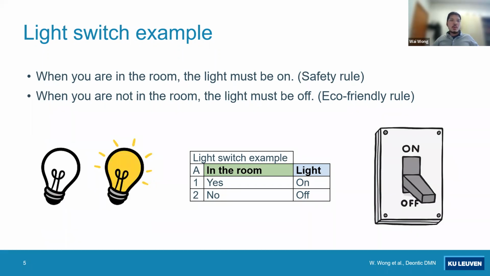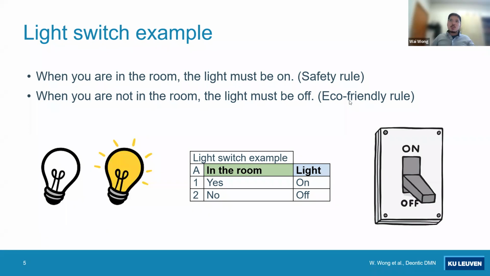So the first one is if you are in the room, the lights must be on. You can think of it as a safety reason. If you are working in the room, you must have a light on, otherwise it's not safe to work there at all. But when you're not in the room, the light must be off. Then you can think of it as an eco-friendly rule. That's why you don't want to waste energy, especially nowadays when the energy price is so high. Also, you may have a rule like that.